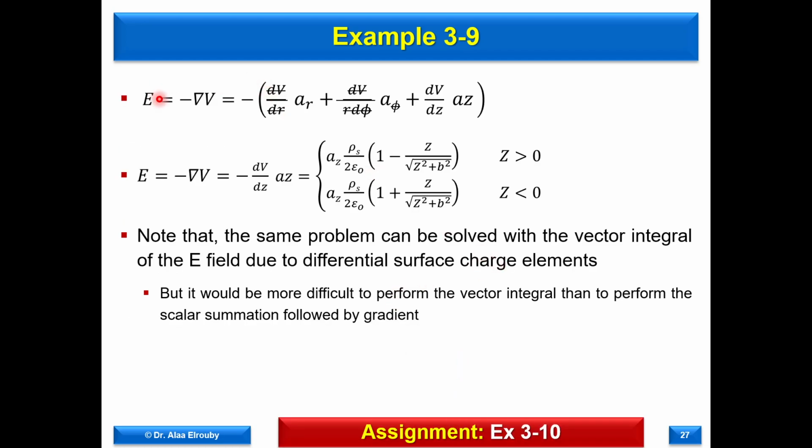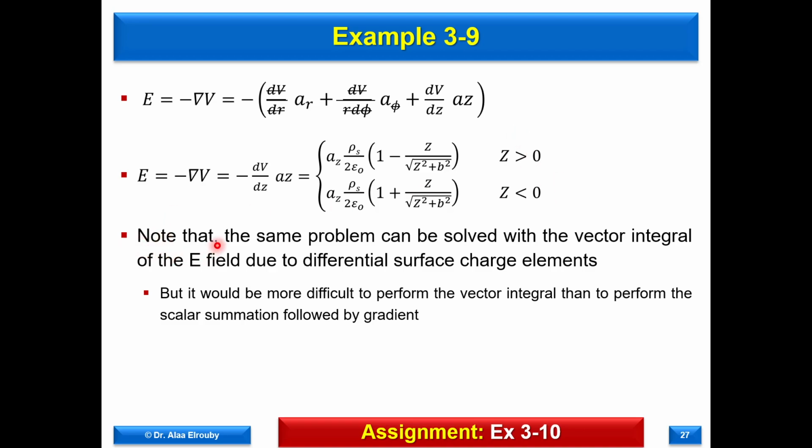Once we have this expression, then we can calculate E, which is minus the gradient of V, and this is in a cylindrical coordinate system. We substitute the expression for the cylindrical coordinate system gradient. There is no dependence on r, no dependence on phi, we just have dependence on z. Then we have the expression. We can always expect that the electric field will be along the z axis because of the symmetry, which would cancel any r or phi component.